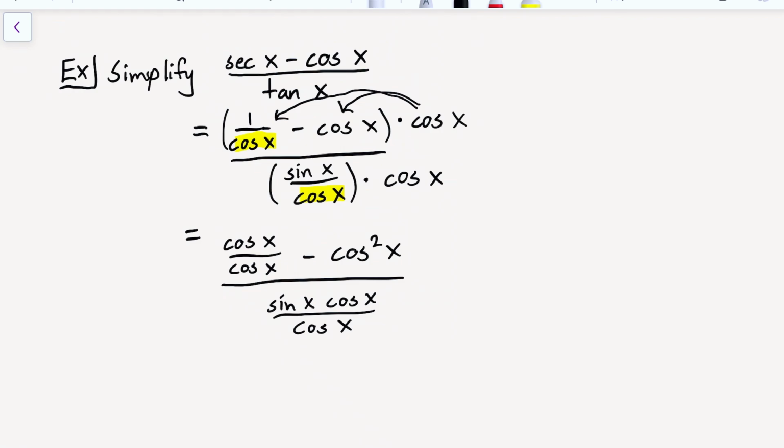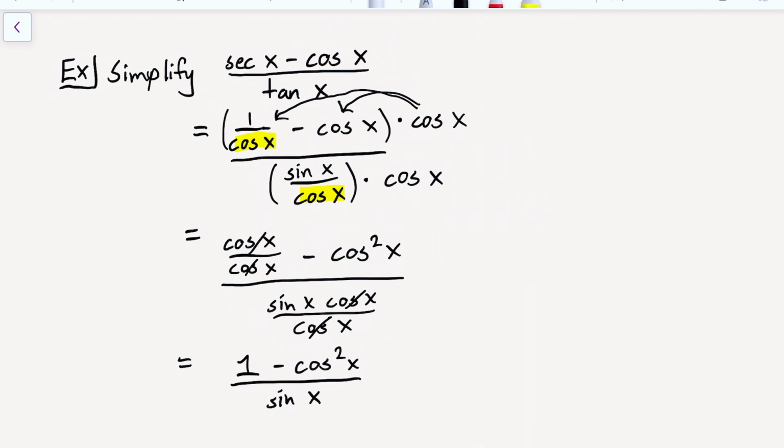Now the purpose of multiplying by cosine x is that it divides with these denominators. This first fraction is equal to 1. Cosine x over cosine x is 1. So I have 1 minus cosine squared x divided by sine x. Here again, cosine x and cosine x divide out.